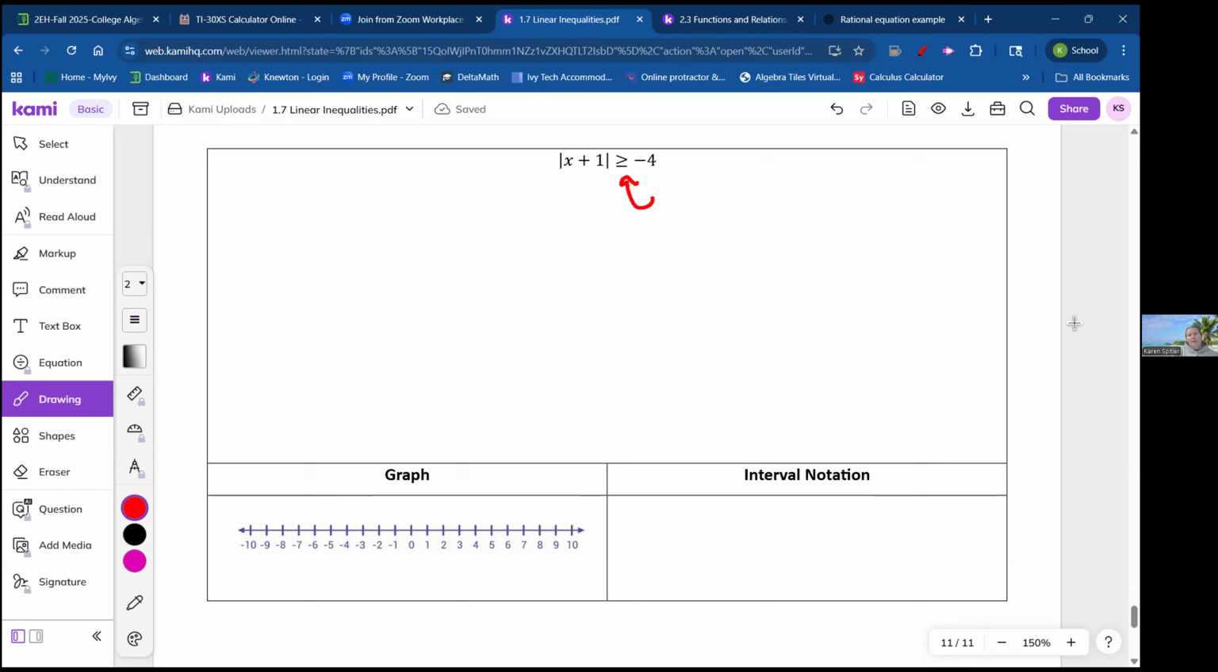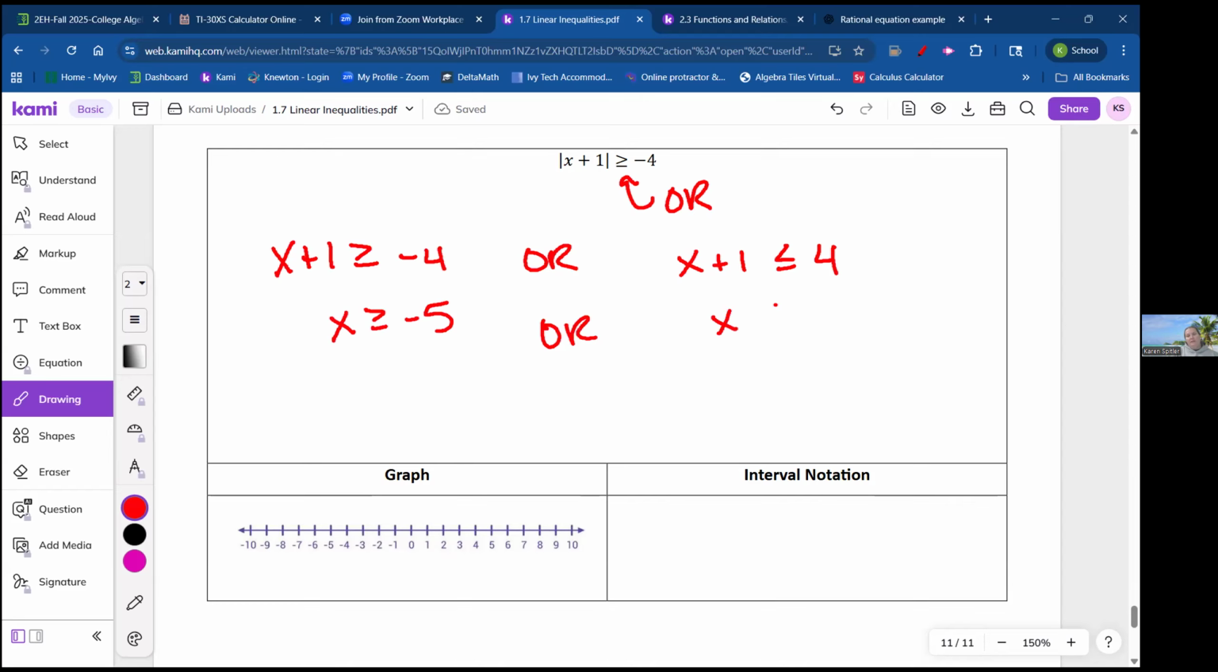All right, so again, this is OR. So you have x plus 1 is greater than or equal to -4, or x plus 1 is less than or equal to +4, right? So you keep it, flip it, make it the opposite. Subtract 1, x is greater than or equal to -5, or x is less than or equal to 3. So greater than or equal to -5, boom, that way. Less than or equal to 3, that way.